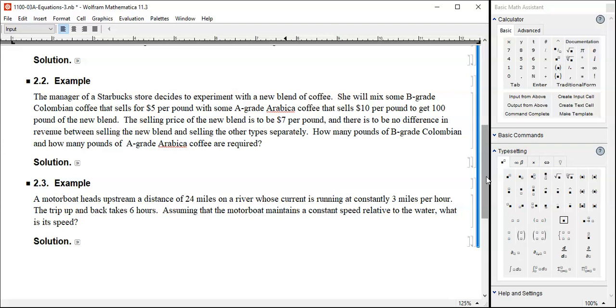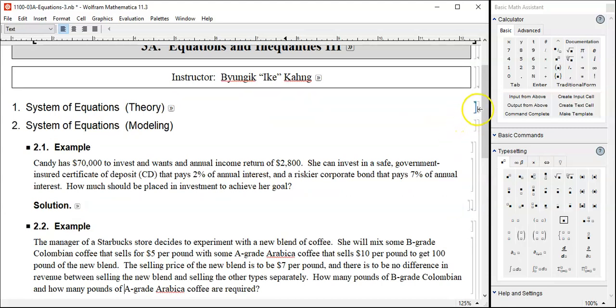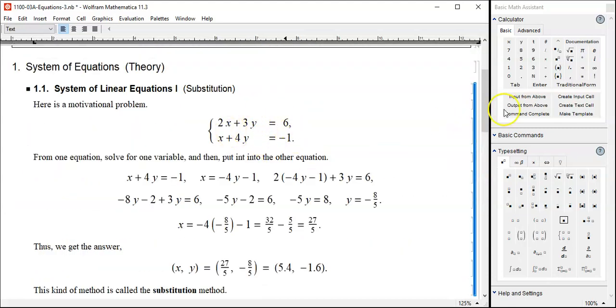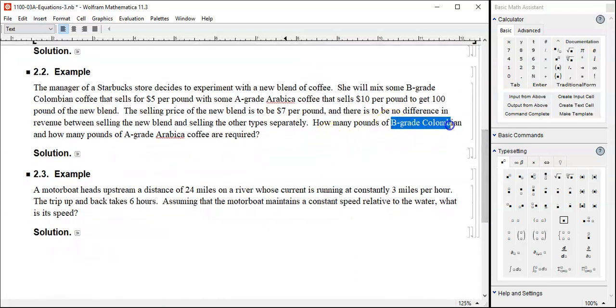Okay, alright, how do you set up? Well, first a variable. We are looking for some blends of coffees in pounds. So why don't I select Colombian as x and Arabica as y? Or if you prefer B for B grade and A for A grade, that's fine. Or C for Colombian and A for Arabica, that's fine. You can do various things, but in the previous problem, especially when I was looking for the structure, I used x and y, so I'd like to stick to x and y. So x is Colombian and y is Arabica.